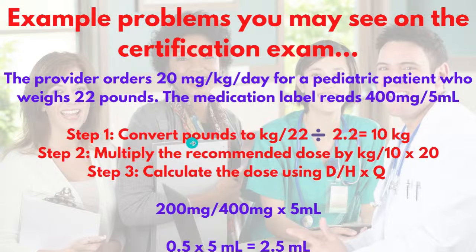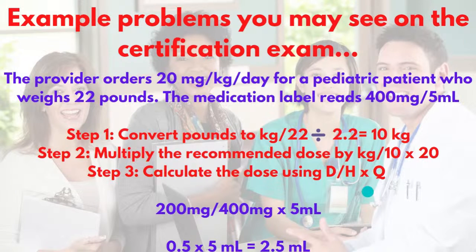Now step 2 is to multiply the recommended dose by the kilograms. He's 10 kilograms. The dose is 20 milligrams per kilogram. So we multiply that. 10 times 20 is going to give us 200. Okay. Now we just calculate the dose. We go back to our formula that we know. This is why it's so important to understand basic calculations, adult calculations, before we go to pediatrics.